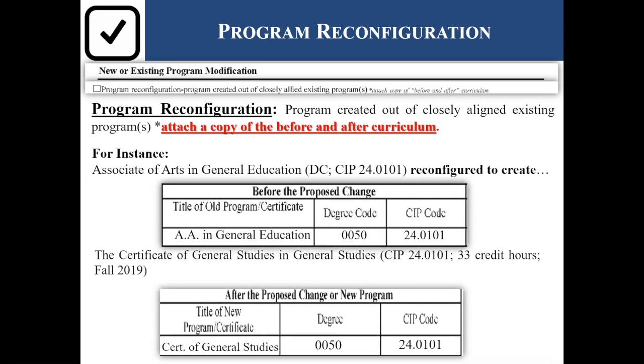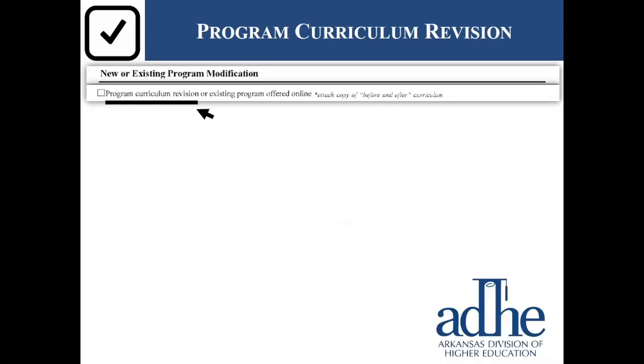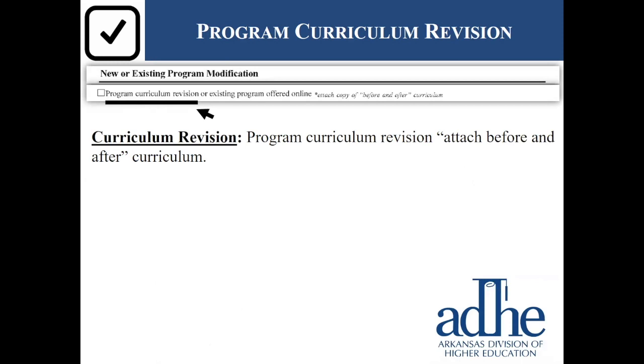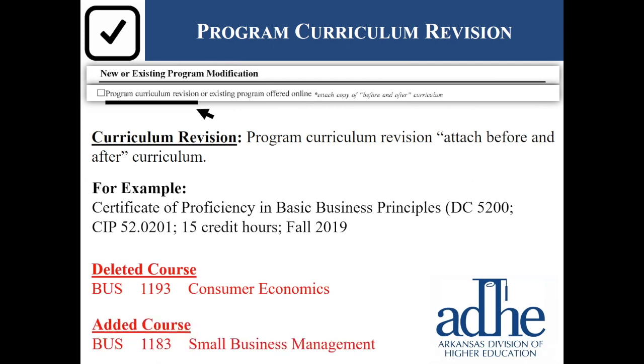In this example, the Associate of Arts in General Education has been reconfigured to create a Certificate of General Studies. While program reconfigurations are needed for big programmatic changes, program curriculum revisions are necessary when an institution requests to make minor yet detailed changes, such as adding or deleting courses from an existing program curriculum. Like reconfigurations, institutions must provide a copy of the original and revised curriculum. In this example, the institution made program curriculum revisions by deleting and replacing consumer economics with small business management.